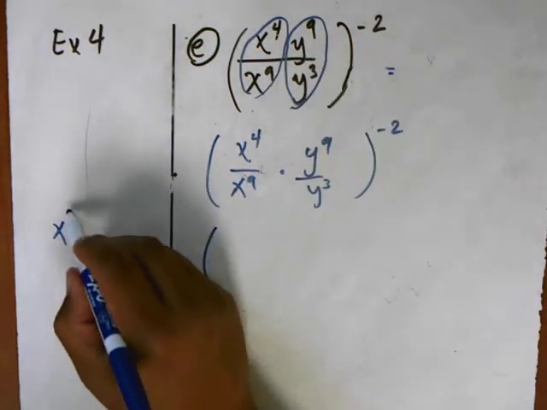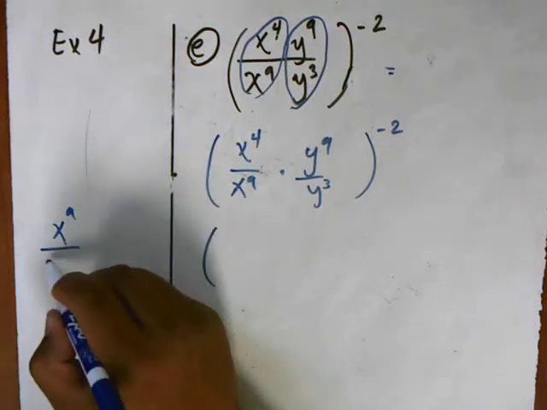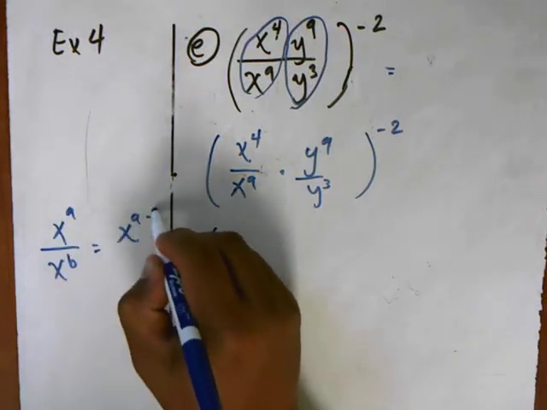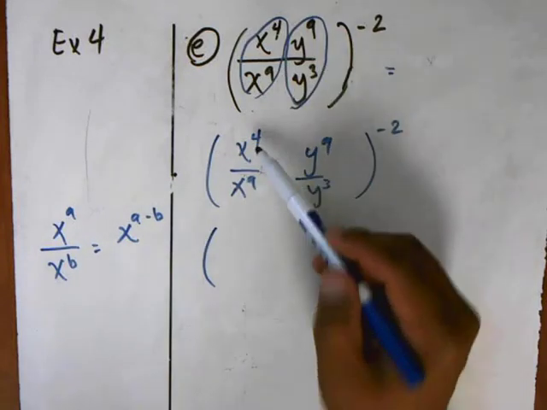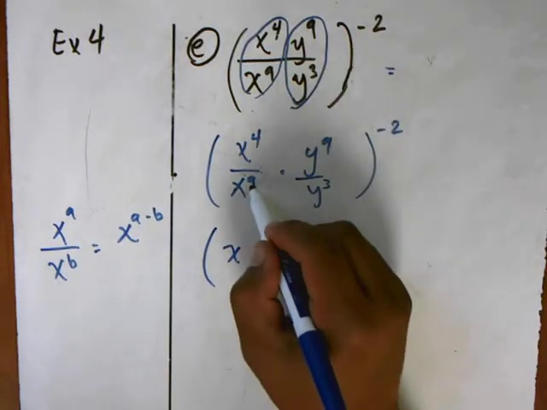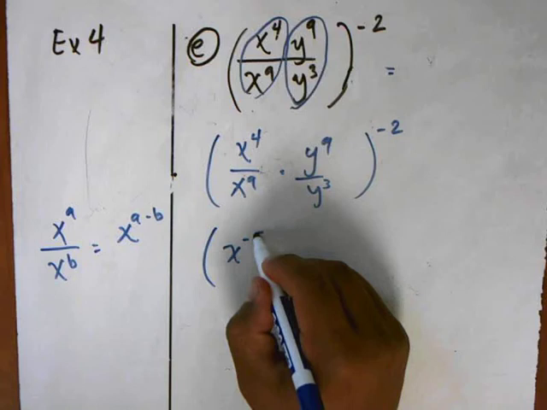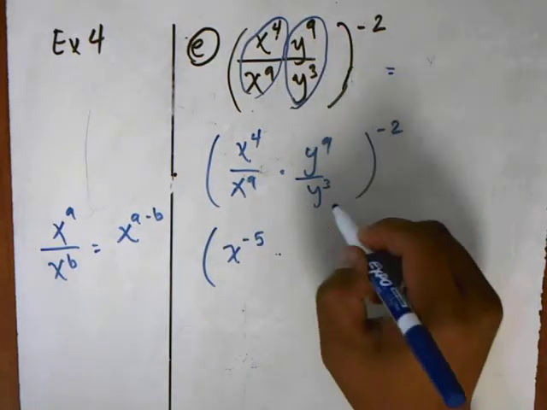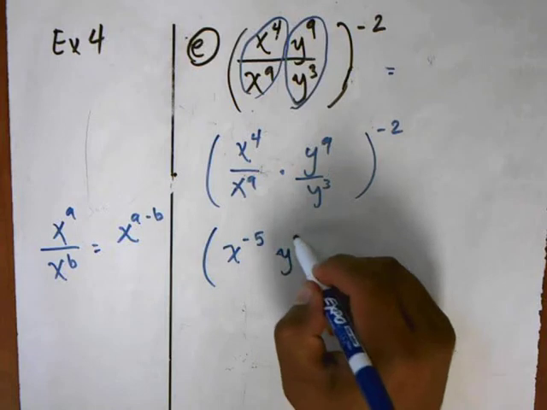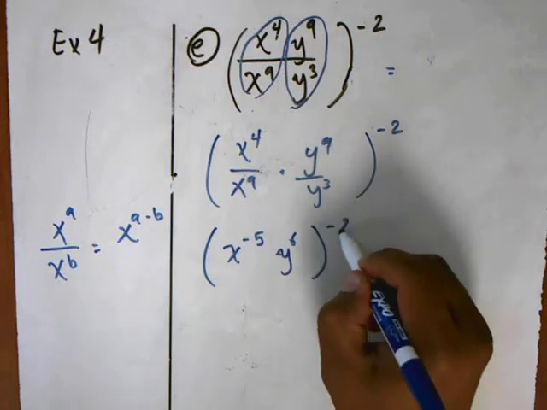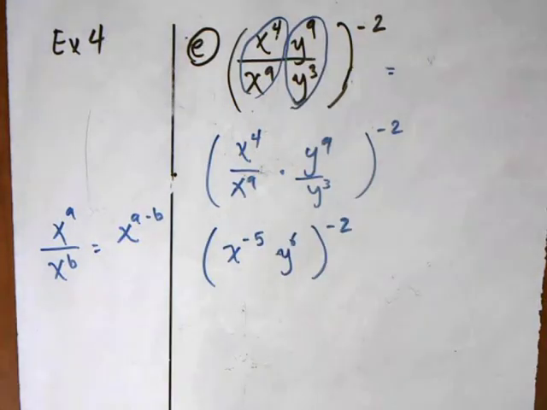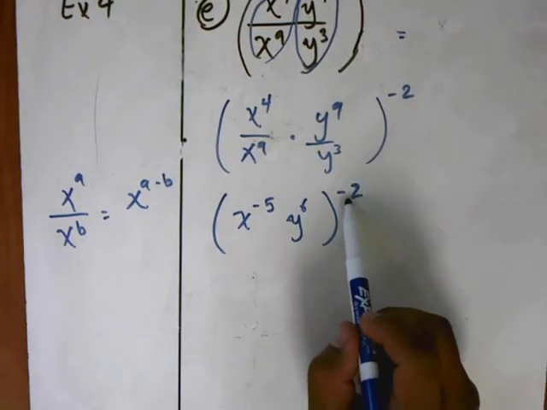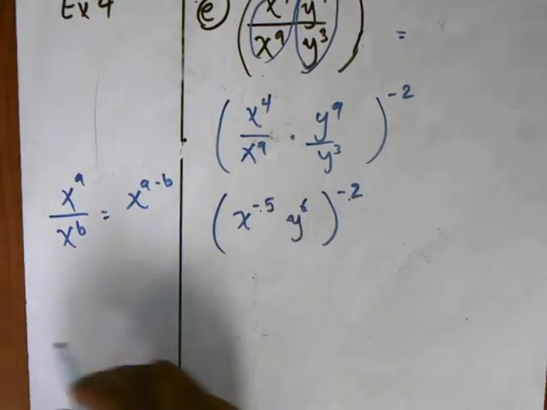So if you remember this rule, x to the a over x to the b is equal to x to the a minus b. So in this case, you're going to have x to the 4 minus 9, which is -5, times y to the 9 minus 3, which is y to the 6th, and the whole thing raised to the -2nd power.